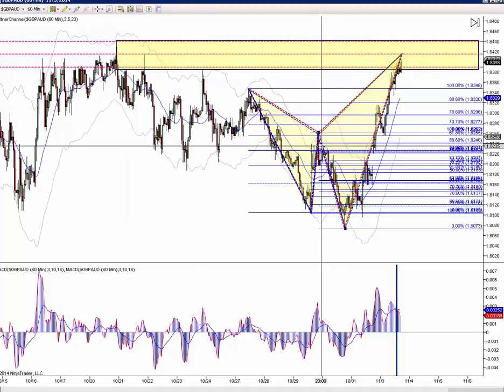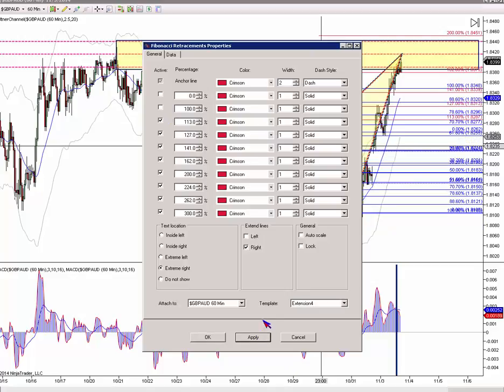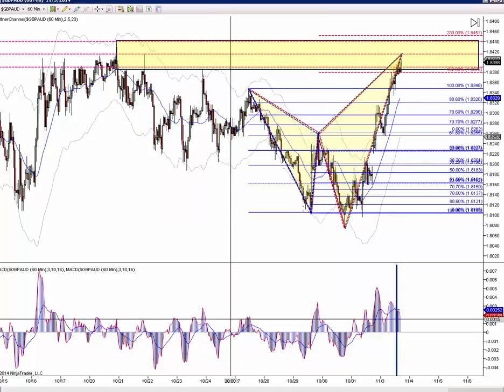Okay, we can take this pattern and I throw some extensions on that. All right, I'll throw some extensions right in here. And I see what lines up. You got the 162, you got the 200, and I get rid of all the other noise, okay? All right, I get rid of all this other noise.